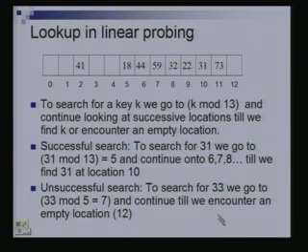Suppose I am searching for 33. 33 mod 13 is 7. So I would start here. Then I come here, it is not here. I come here, it is not here. I come here, it is not here. I come here, it is not here. I come here and I find this location is empty. This means 33 could not be there at all in this table, because if 33 were there, it would definitely have been inserted by this time, till this position, because this is an empty location.